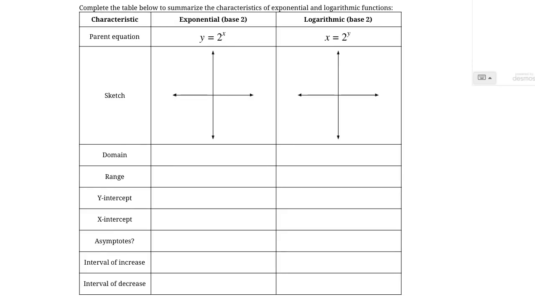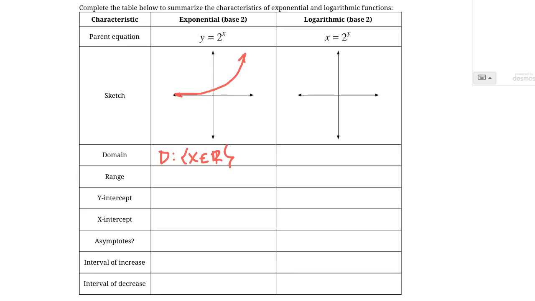So here we have a sketch of 2 to the power of x, and we know that's going to look something like that, right? It's going to cross at 1. The domain of this function, can we plug in anything for x? Yep, we can. So the domain of the function is x is an element of real numbers, such that there is no restriction. It's just x is an element of real numbers.